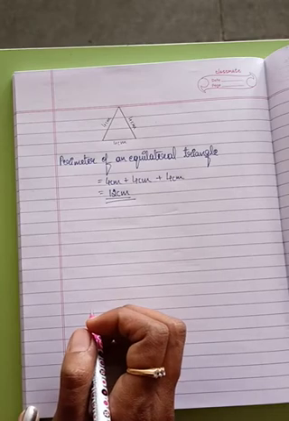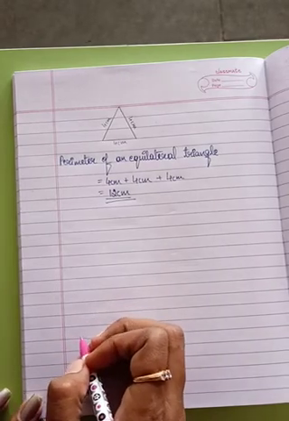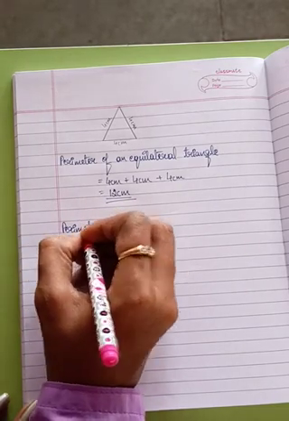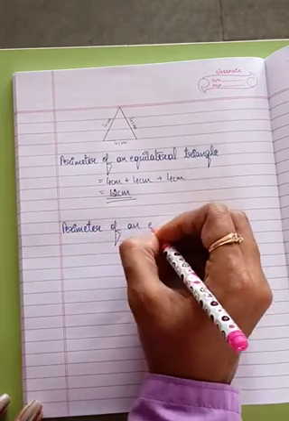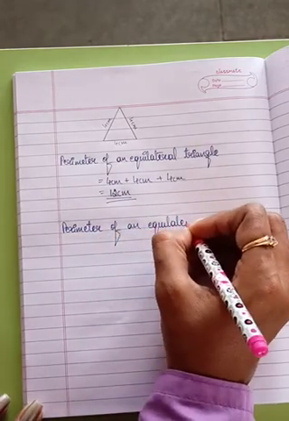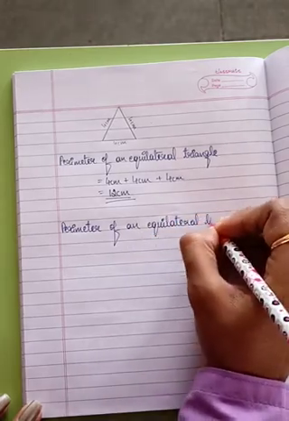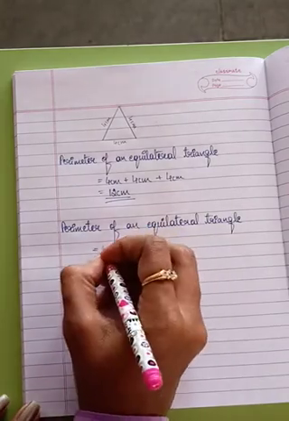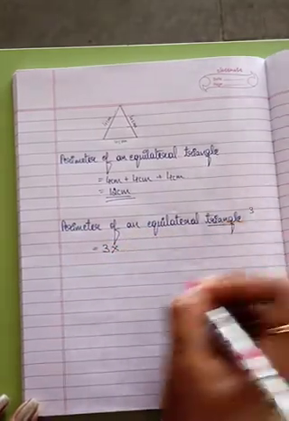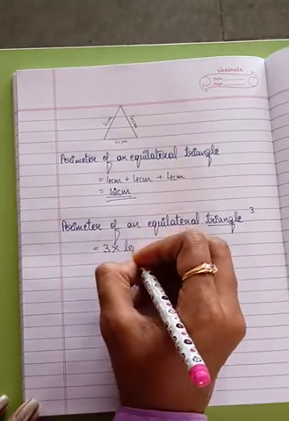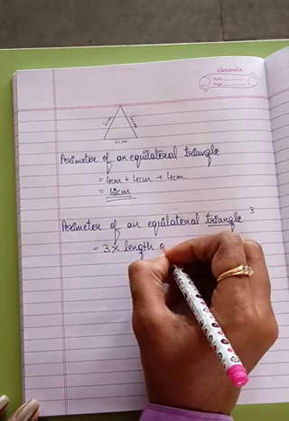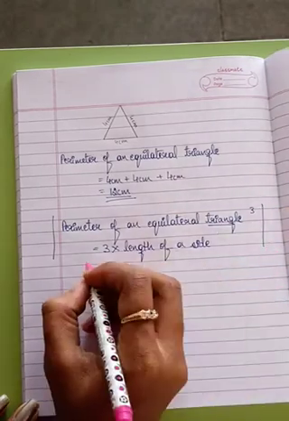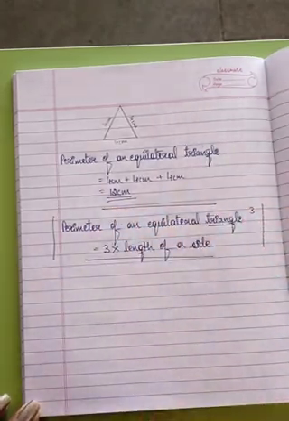So again, let us arrive at the formula for this. That is perimeter of an equilateral triangle is equal to 3. Why? Because triangle has 3 sides. 3 into length of a side. So this is again the formula you need to remember.